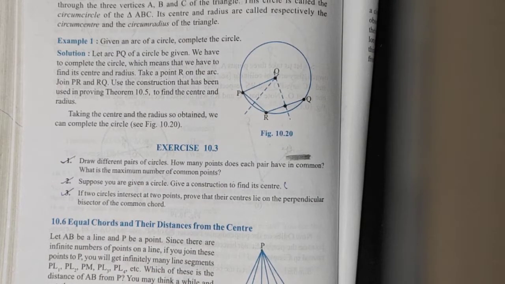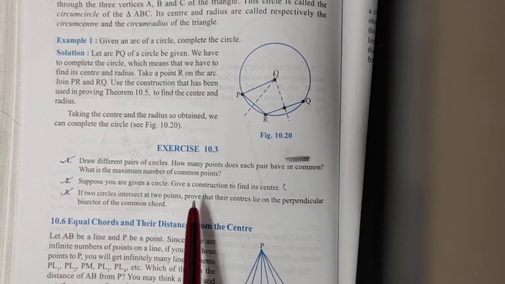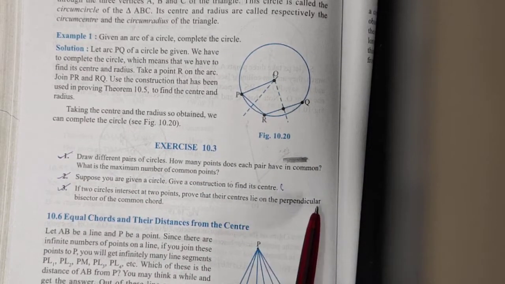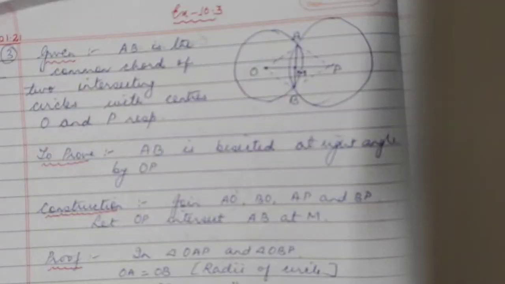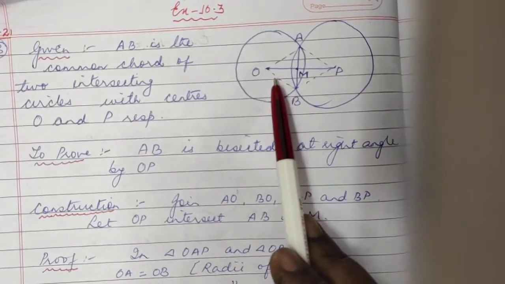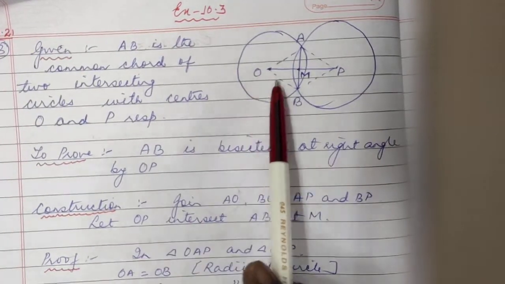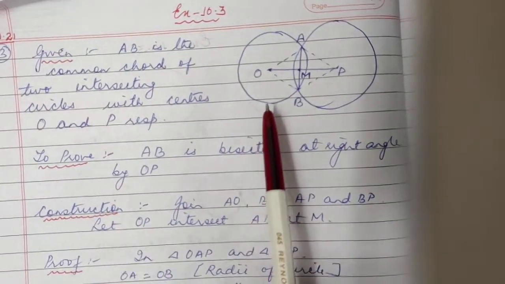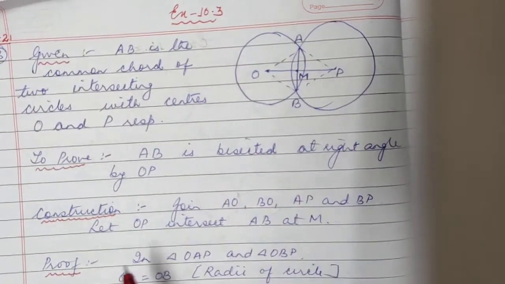Good morning, students. Today we will do question number 3 of exercise 10.3. In this question, if two circles intersect at 2 points, prove that their centers lie on the perpendicular bisector of the common chord. So it is given that AB is the common chord of two intersecting circles with centers O and P. We have to prove that AB is bisected at right angles by OP.